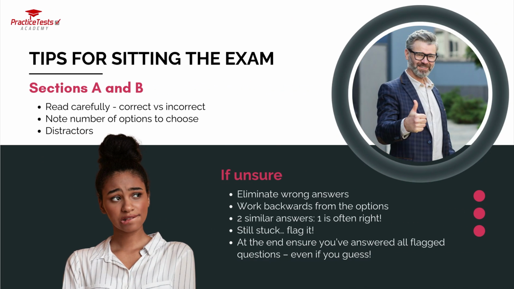For sections A and B, the objective test questions, make sure you read the questions carefully. Particularly look out for negatively worded questions and make sure you've understood exactly what the question is asking you. For example, which of the following is correct, or which of the following is incorrect, or which of the following is not correct. Make sure you pick up on those. Note from the question how many options you need to choose. Sometimes it might say which 2 of the following, in which case don't pick 1, don't pick 3. Make sure you pick 2 and only 2.